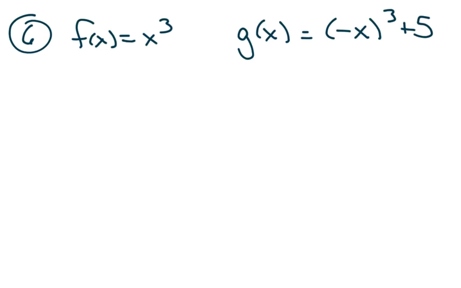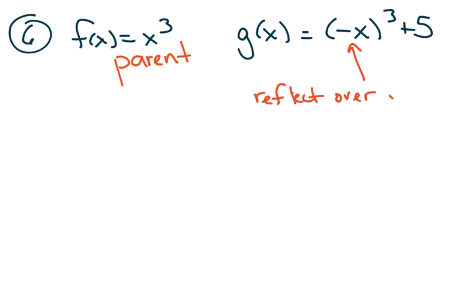In number 6, the parent function is x cubed. In the new function, whenever the negative is in the parentheses and not outside the parentheses, instead of reflecting over the x-axis, we say that it reflects over the y-axis. And then this is going to move the graph up 5. Anytime you add or subtract a number at the end of the original function, that moves the graph up and down.